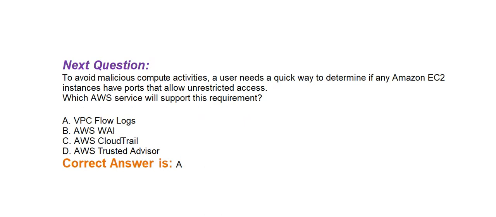Next question is, to avoid malicious compute activities, a user needs a quick way to determine if any Amazon EC2 instances have ports that allow unrestricted access. Which AWS service will support this requirement? Option A, VPC Flow Logs. Option B, AWS WAF. Option C, AWS CloudTrail. Option D, AWS Trusted Advisor. Correct answer is option A, VPC Flow Logs.